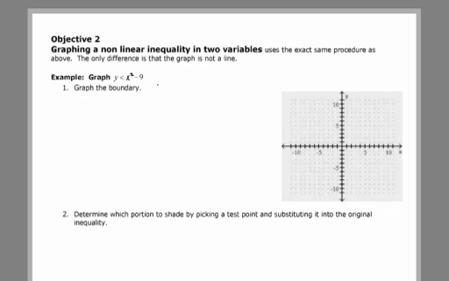We need to graph the boundary line, so that means we'll replace the inequality, the less than, with an equal to. X squared minus 9. We should recognize that as a parabola that goes down 9 units. It opens up, and since the original had a less than, didn't have the equal to, then the parabola I'm going to graph is going to be a dotted parabola.